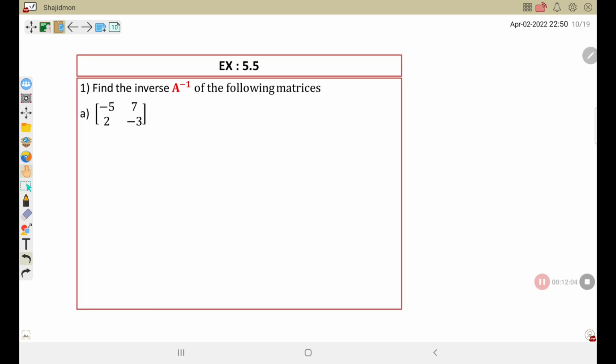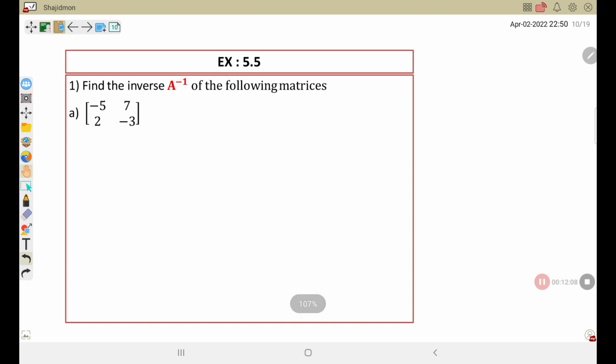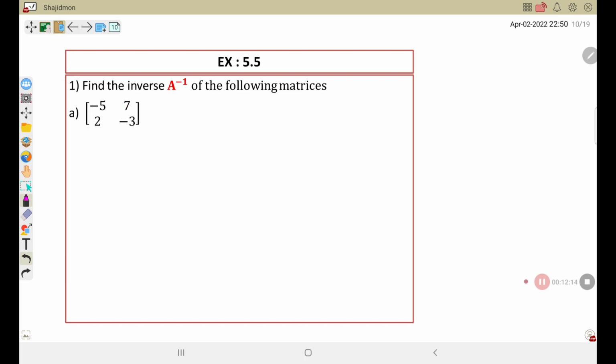Okay, so what is the question? Find the inverse A inverse of the following matrices. What is the matrix? A equal to minus 5, 7, 2 and minus 3.